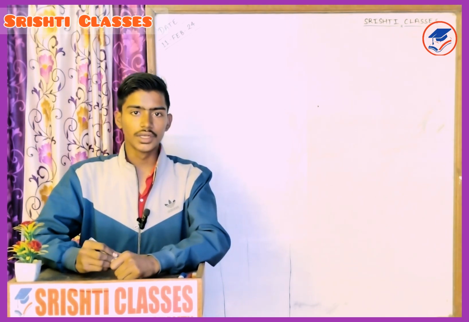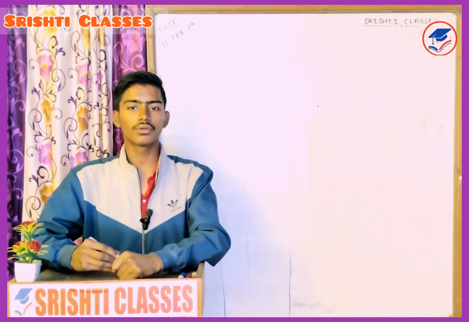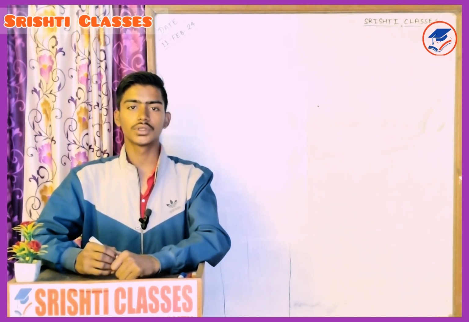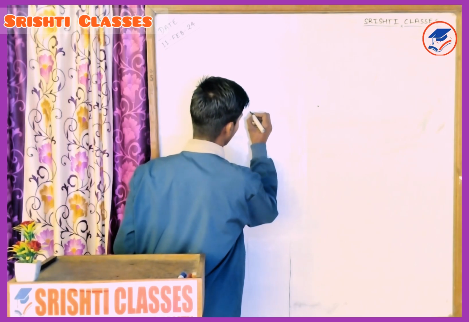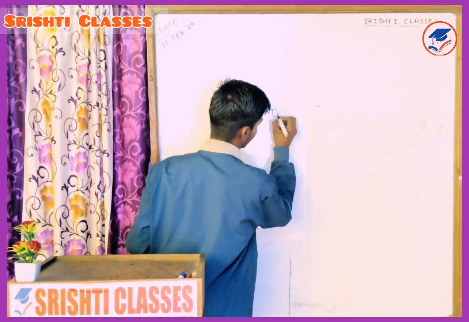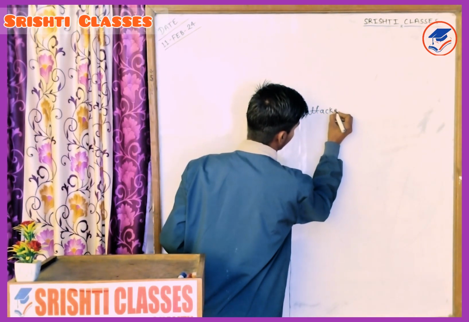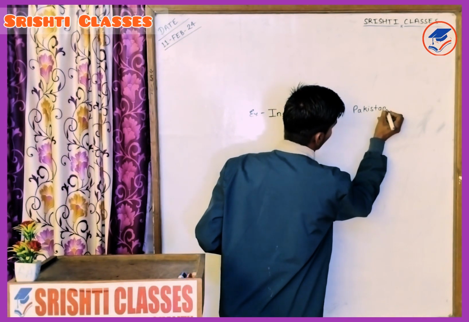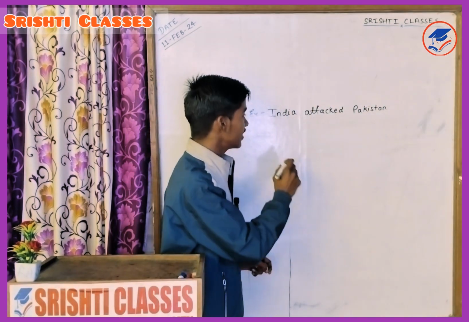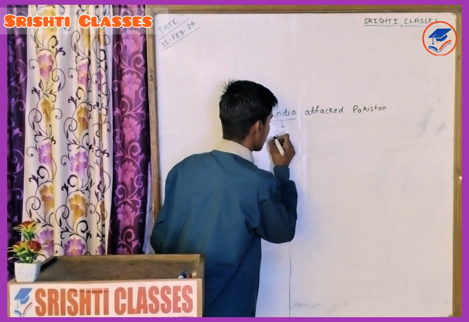Subjective case. Subjective case is also known as nominative case. When a noun or pronoun is used in the sentence in the form of a subject, then that noun and pronoun are called subjective case. For example, India attacked Pakistan. In this sentence, India is used as a subject. Then India is called subjective case.